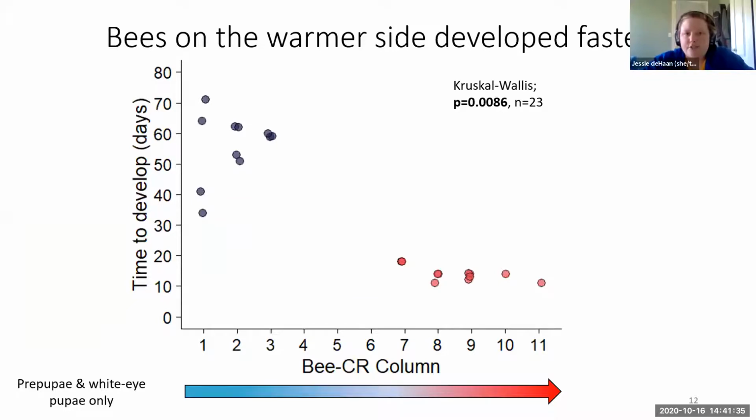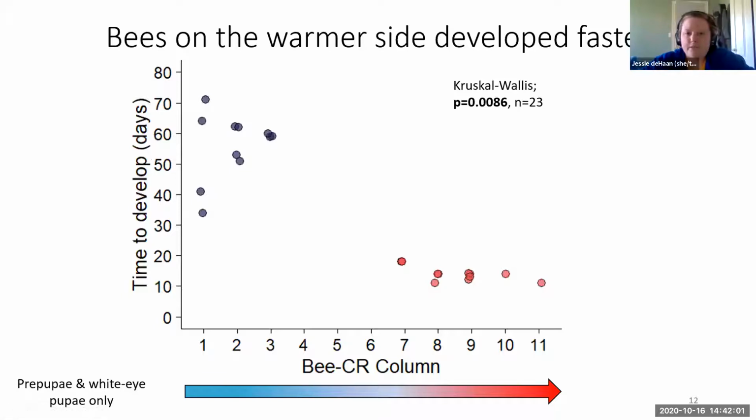And this figure shows the BCR column in which the bee was placed on the x-axis, and on the y-axis the time it took to complete development in days. I have results for 23 bees that completed their development. And for the analysis, the bees were grouped according to whether they were placed on the cool side, in the blue group here, or on the warm side, these red ones here.